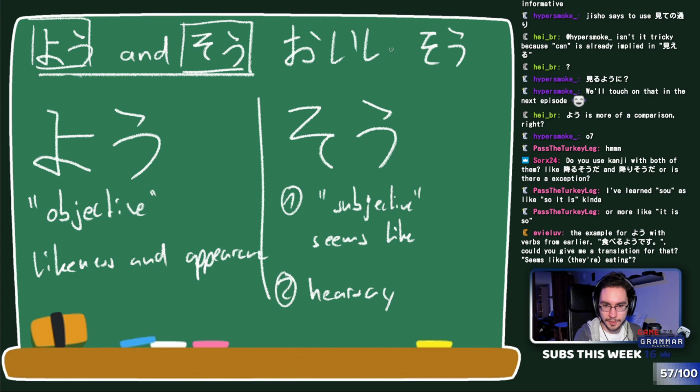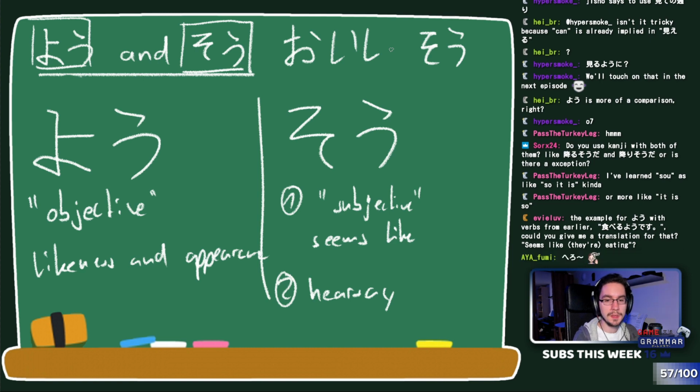食べるようです. Could you give me a translation for that? Seems like they're eating. 食べるようです. Yeah, at that point 食べるようです and 食べそうです are pretty similar. 食べるようです seems like more of an objective call. It seems pretty empirical. It's like you're just using some facts to make that statement. You're saying, well, based on the facts I know, it seems they are eating. 食べるようです. And it can sound a bit more formal as well.